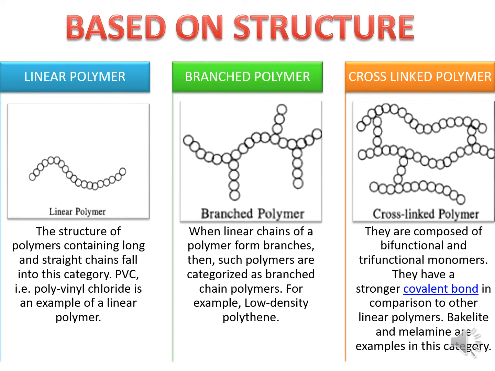Third classification, cross-linked polymer or network polymer. In this type of polymer, monomers are linked together to form a three-dimensional network. The monomers contain strong covalent bonds as they are bifunctional and trifunctional in nature. The polymers are brittle and hard. Example: bakelite and melamine.